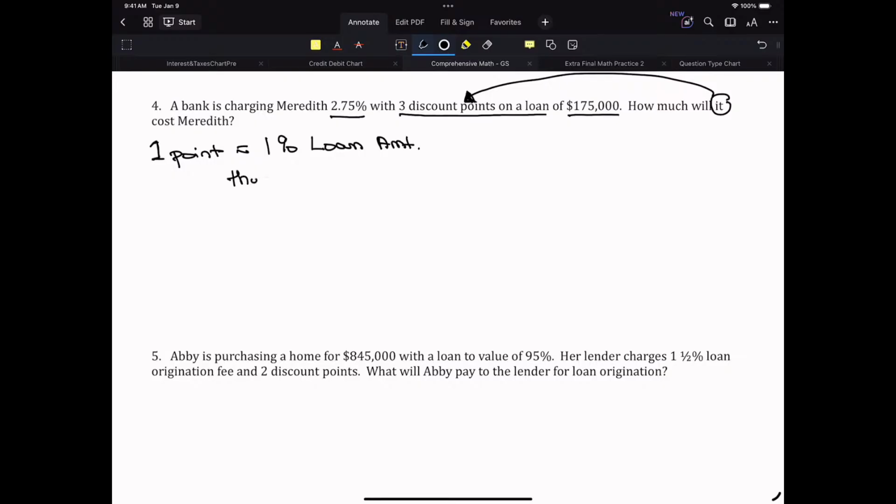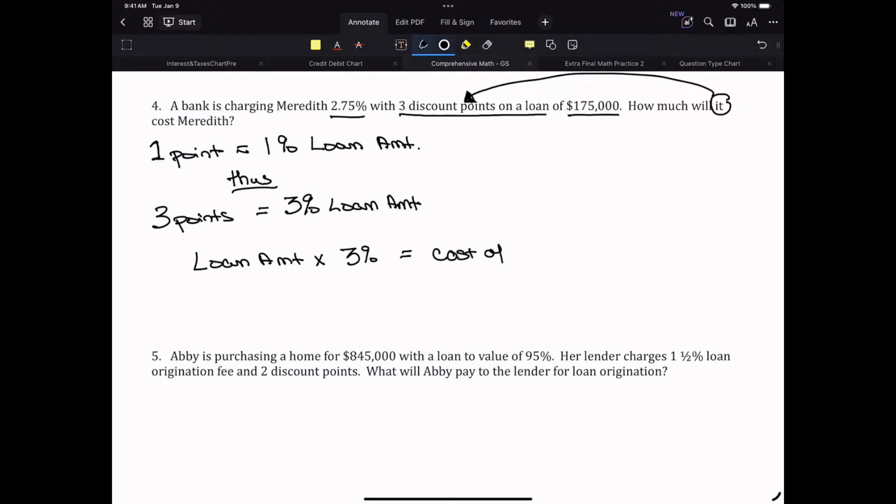Thus, and I do like the word thus, 3 points would cost you 3% of the loan amount. So we need to take the loan amount, multiply it by 3%, and we'll get the cost of the points. Well, if our loan amount is $175,000, I multiply it by 3%, that's going to cost me 175.